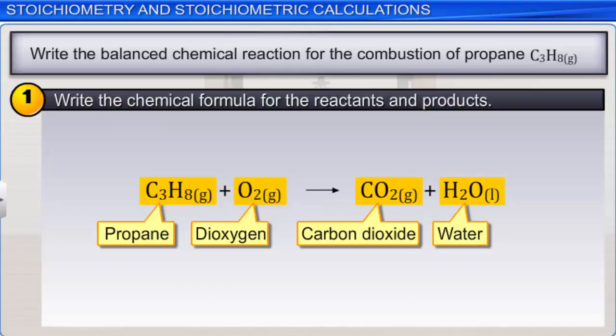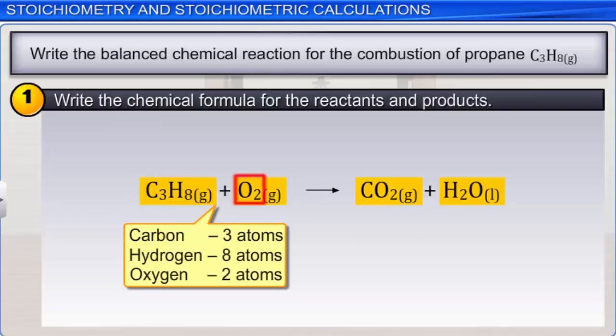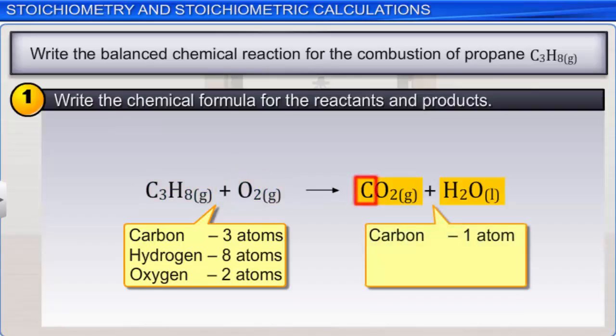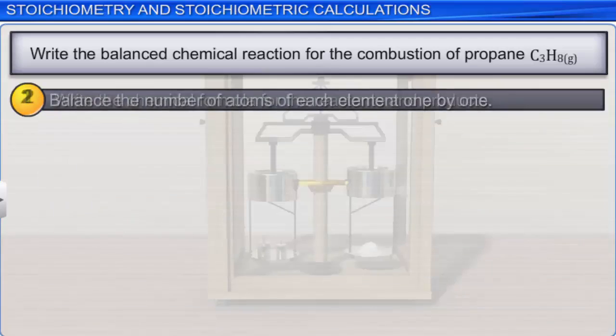Note that there are 3 carbon atoms, 8 hydrogen atoms, and 2 oxygen atoms on the left side, while there is 1 carbon atom, 2 hydrogen atoms, and 3 oxygen atoms on the right side. Next, we have to balance the number of atoms of each element one by one.